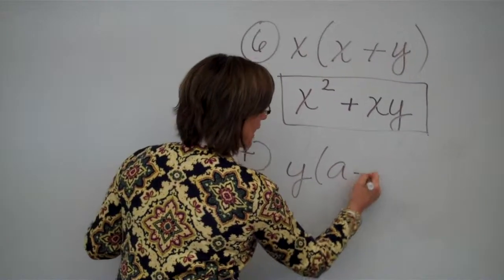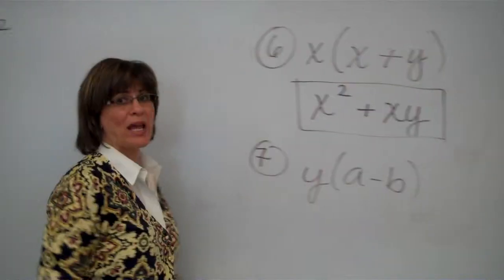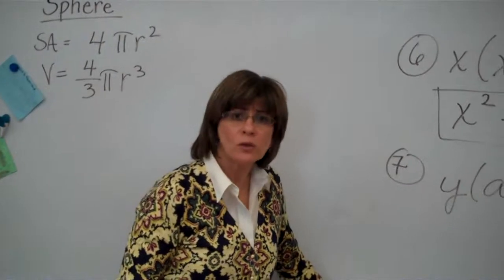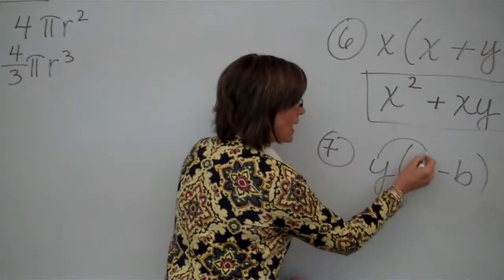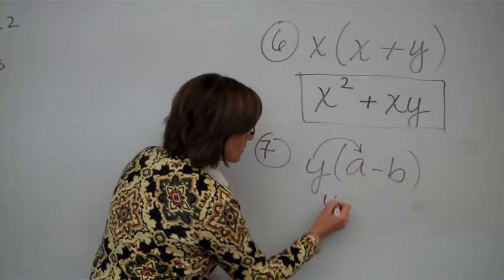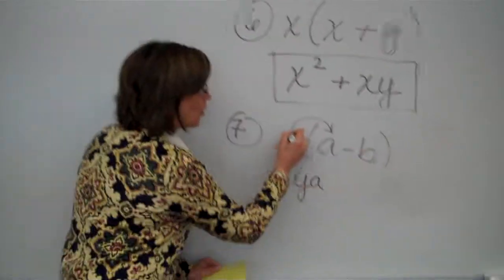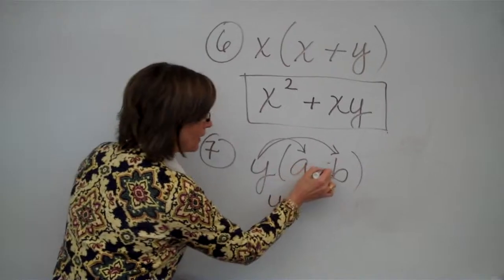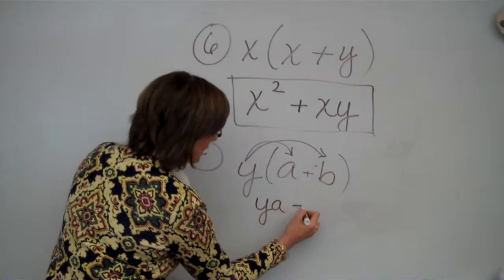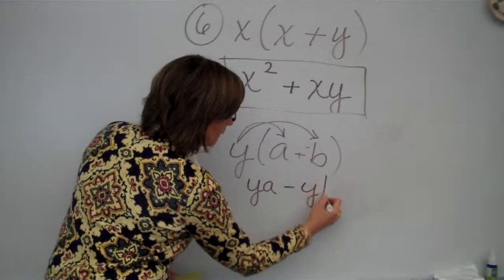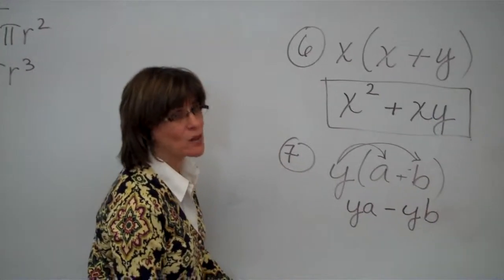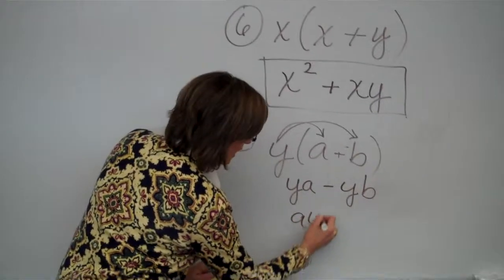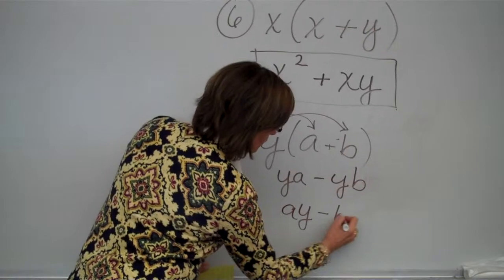y times a minus b. Now we have no numbers at all. We have only variables. y times a is ya. y times negative b, add the opposite, would be negative yb. Now I like to write those in alphabetical order. So it would be ay minus by.